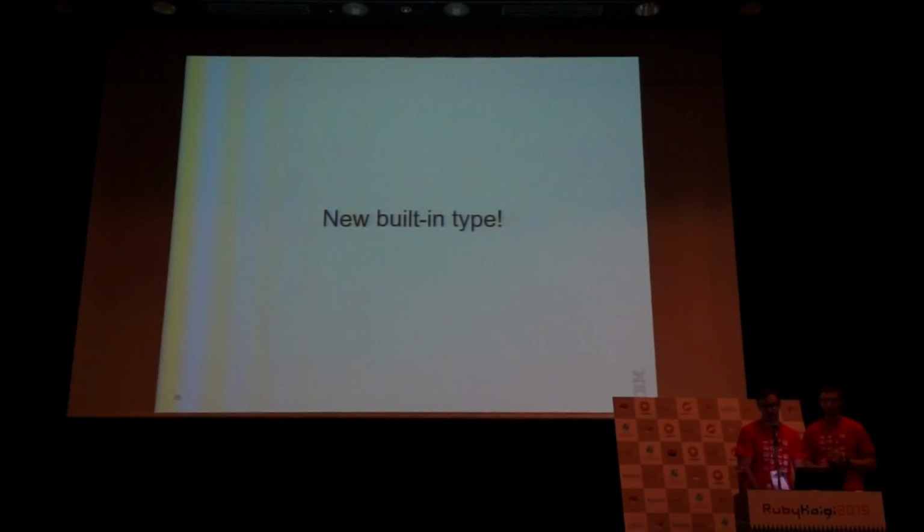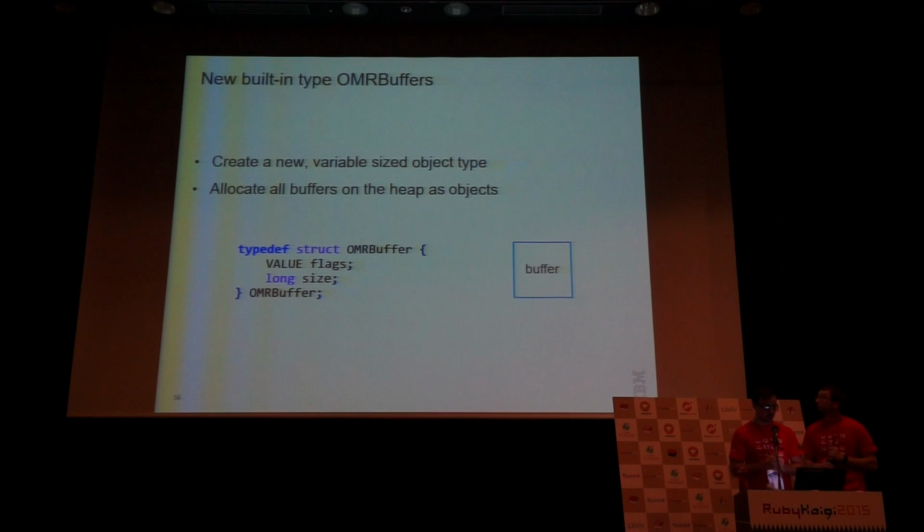So we introduced a new built-in type to Ruby, and we called it the Omar buffer. The Omar buffer is the only variable-sized object that's allocated on the Ruby heap. The idea is that it consists of a header and a data portion that can be used in place of things that were traditionally mallocked. In large part in the VM, we've transparently replaced mallocked buffers with these on-heap Omar buffer objects, and we're transparently using pointers to the data segments of these objects instead of the buffers traditionally off-heap.